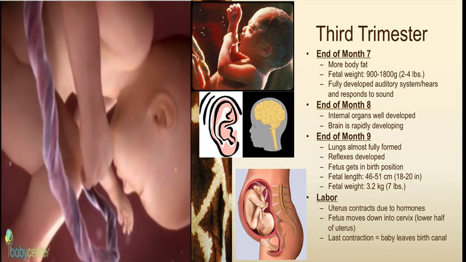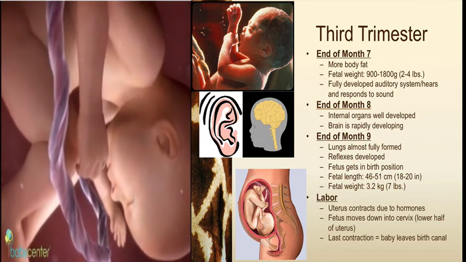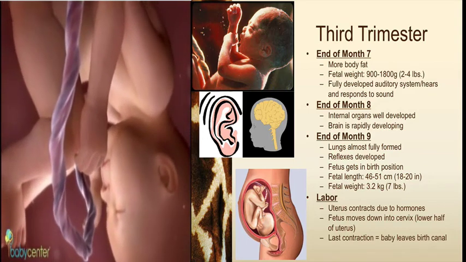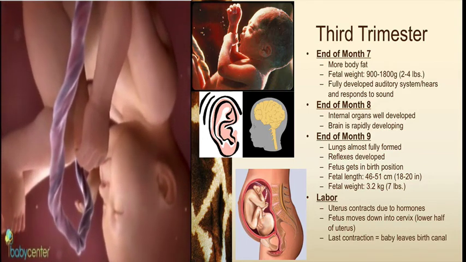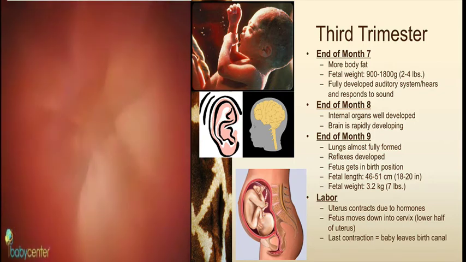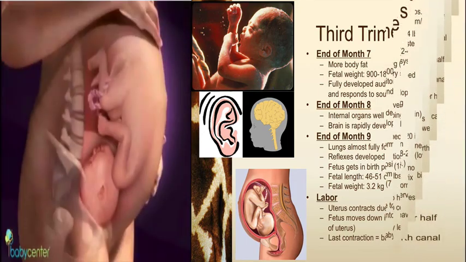At the end of month 9, the baby will be ready to emerge. There are going to be many hormones that cause the uterus to start contracting, and it'll actually force the fetus down the cervix. The last contraction will push the baby out of the birth canal, and it will take its first breath of air.